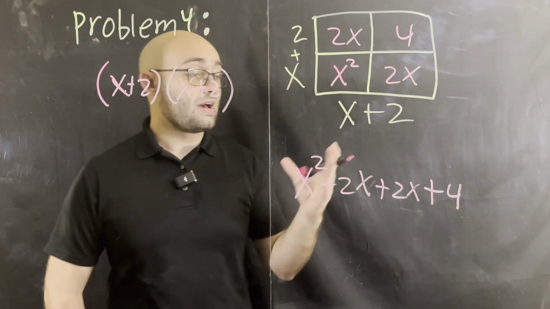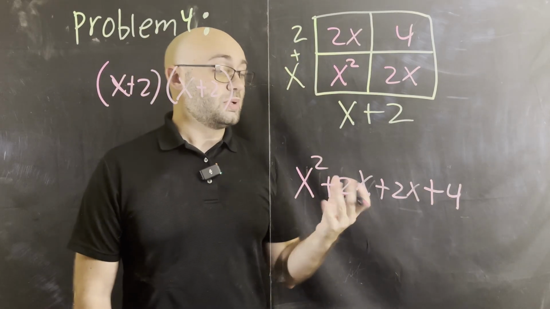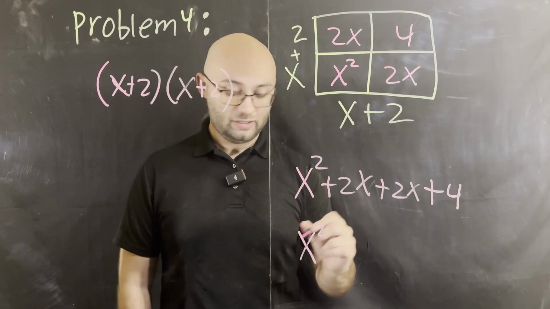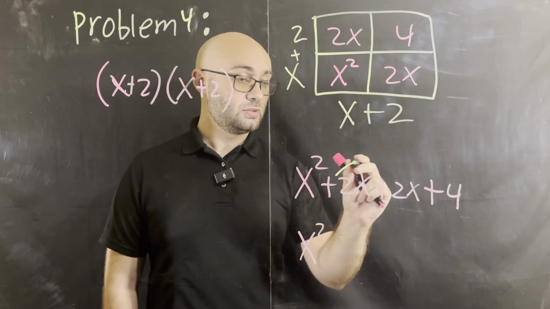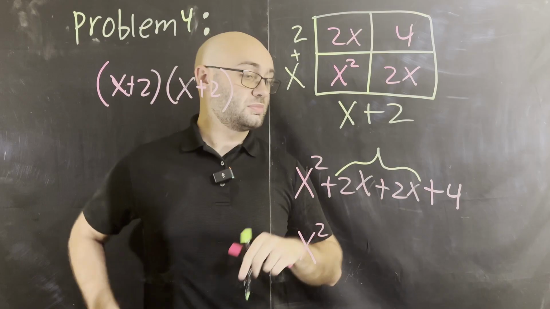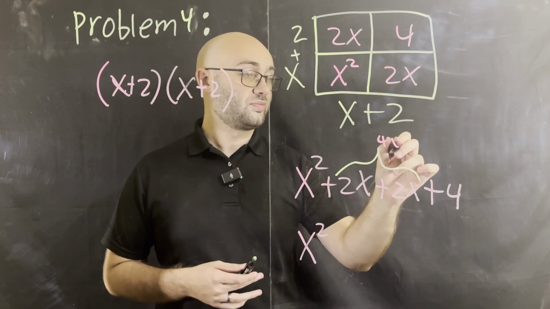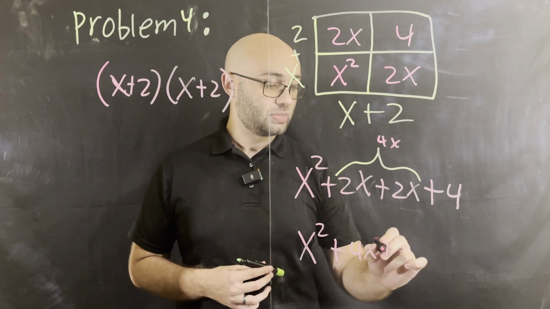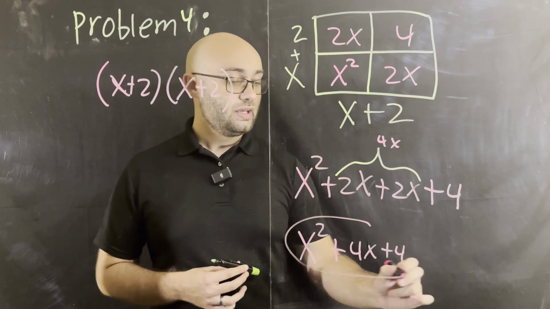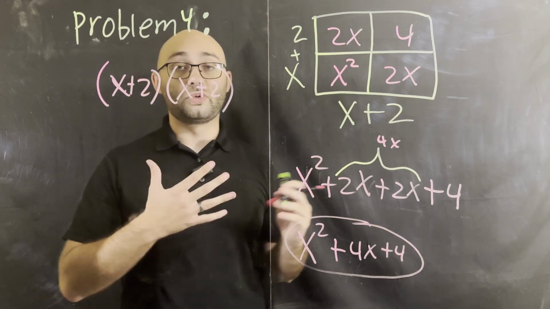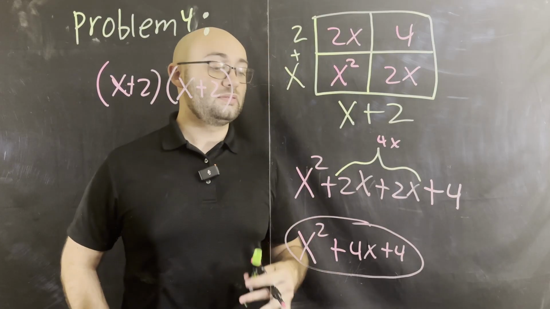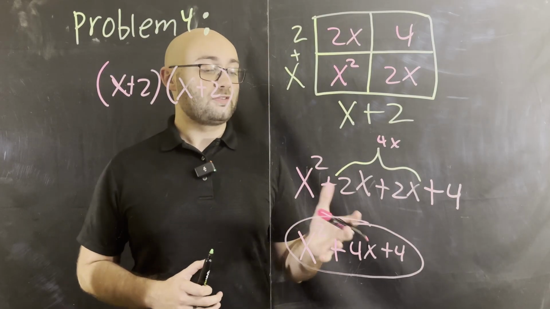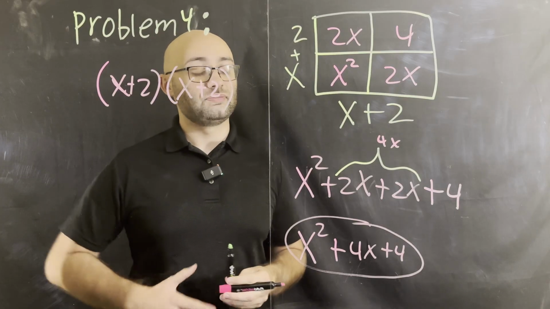Now let's check, do we have any terms that we can combine? We do, we have a 2x and we have a 2x here. So I'm going to write x squared, and let's combine these two, which becomes 4x. So x squared plus 4x plus 4. And that's it, I'm done. There's no more terms I can combine. That's my final answer.